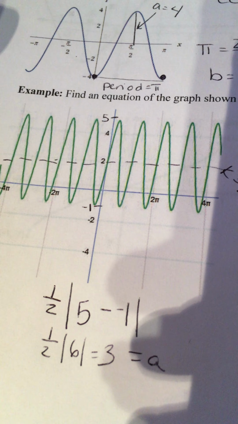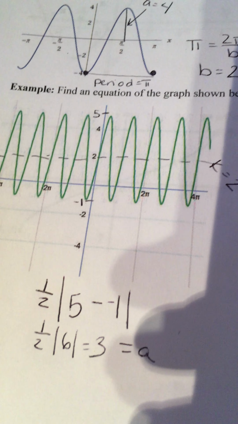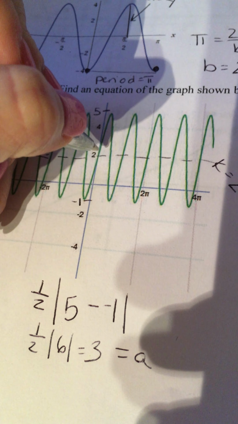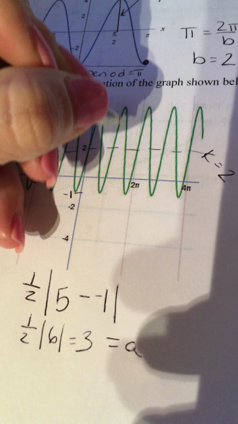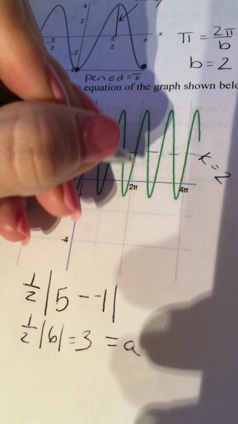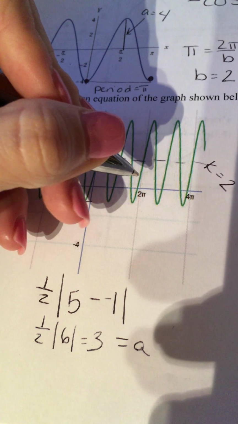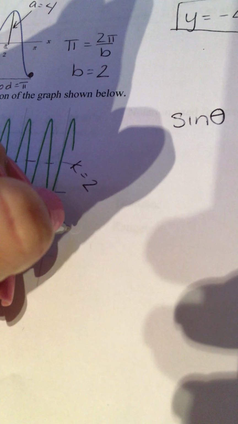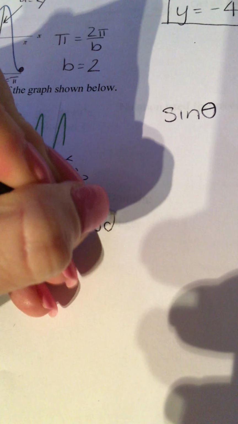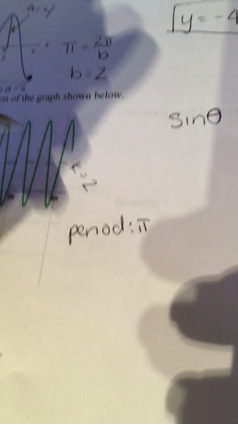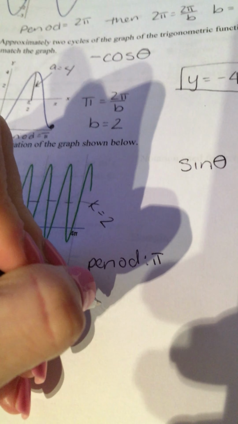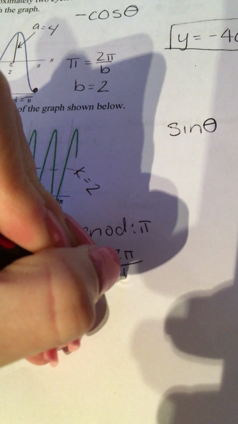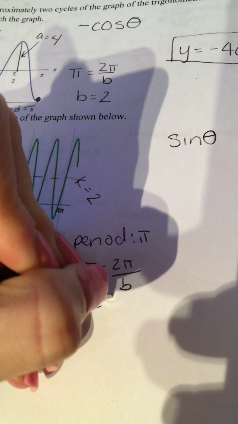And then the next question is, all right, what's the period? Once again, a little hard to see on this graph, but it looks like it makes 2 cycles within 2 pi, which means that it would make 1 cycle in 1 pi. So I'm going to say period is pi, and then for the same reason as in the previous problem, we have pi is equal to 2 pi over b. B is equal to 2.